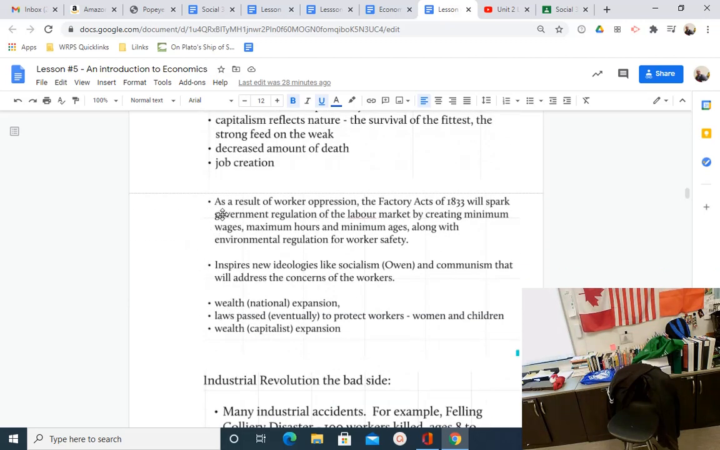But there's some other stuff too. There's worker oppression, but because of the oppression, we'll end up getting maximum hours, minimum wages, environmental regulation, so some good even came out of the bad. So even if you said, well, the Industrial Revolution is bad because of all that exploitation that happened to children, you're like, well, you're right, the exploitation was bad, but because of the exploitation, we now have labor laws. We now have government regulating the labor market. We have things like minimum wage. We have things like legislation that protects the age of kids at work.